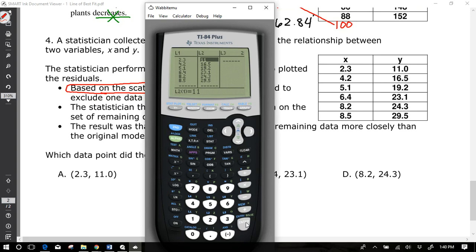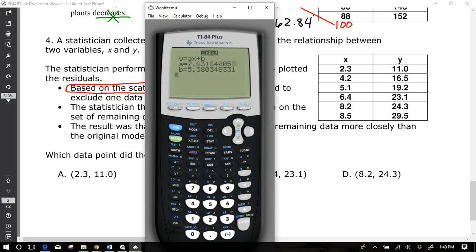Now that your data is all typed in, and if you need another minute, please just pause the video. This is how yours should look after you've typed it in. I am going to use the calculator to get the line of best fit. So stat, over to calc, option 4. Some of you also like to go down to 4 and hit enter. That's all right too. Go to calculate and press enter.